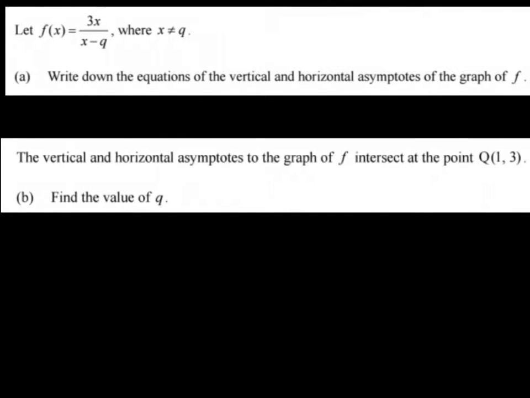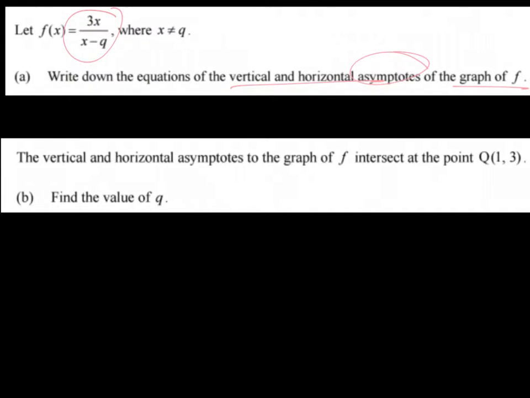So wrapping up the paper then, question 11, pretty challenging. So let's have a look at this. First two questions fairly straightforward, but then it seems to ramp up fairly quickly for the final two parts. In the first instance, we have this rational function, 3x over x minus q, where x does not equal q. Write down the equations of the vertical and horizontal asymptotes of the graph of f.